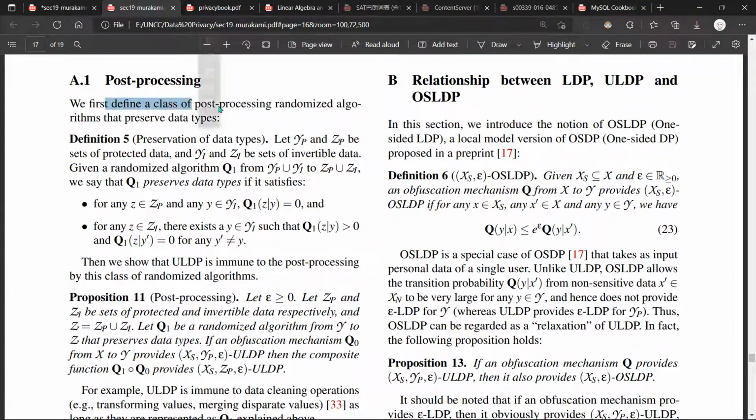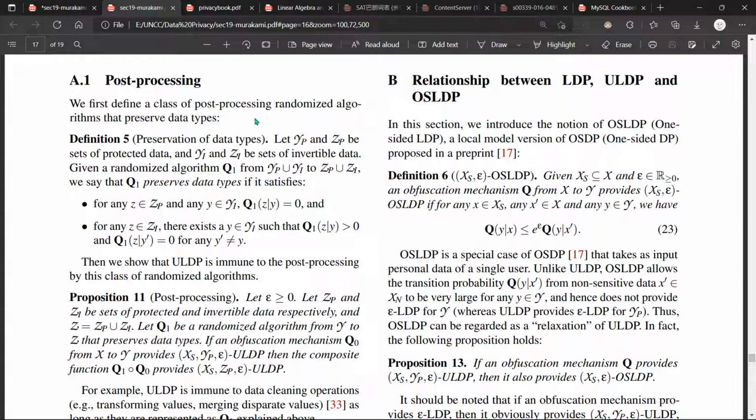We first define a class of post-processing randomized algorithms that preserve data types. You need to define something, yeah? So here's the definition. Preservation of data types. Let YP and ZP be sets of protected data. They're the same, but they're just named with Y and Z. And YI and ZI be sets of invertible data. And now you have a Q1 randomized algorithm from the Y set to the Z set.